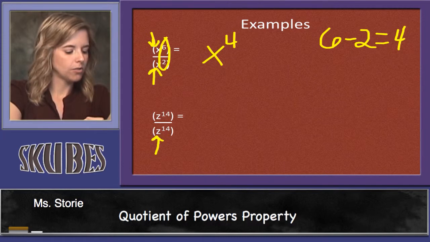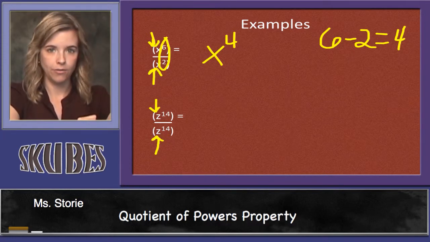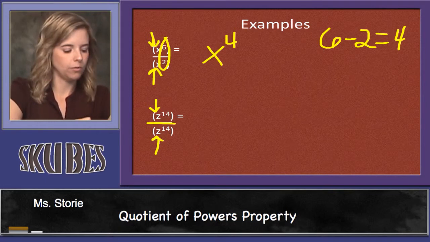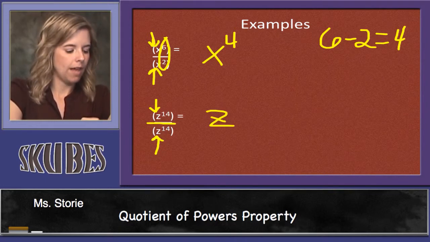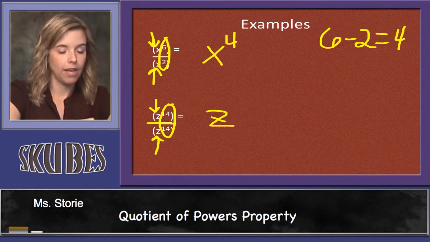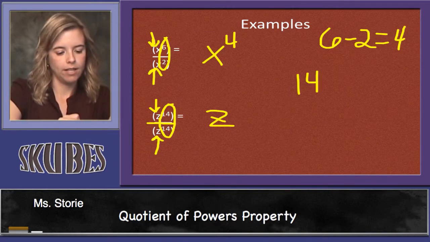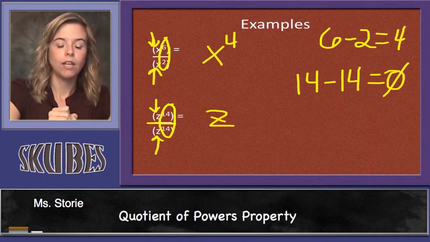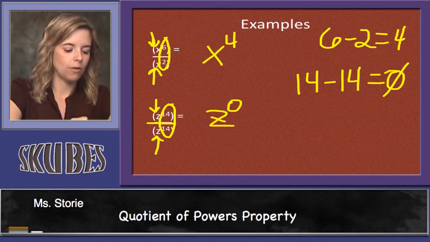Now here, you also have no written coefficients, so they're assumed to be 1. 1 divided by 1, they follow the rule, is 1, so you just have 1z. And then take a look at the exponents. They say divide, but they don't follow the rules. They subtract. So you're going to take 14 and subtract 14. And if you have 14 and you take away 14, you have nothing. So you have z to the 0 power.